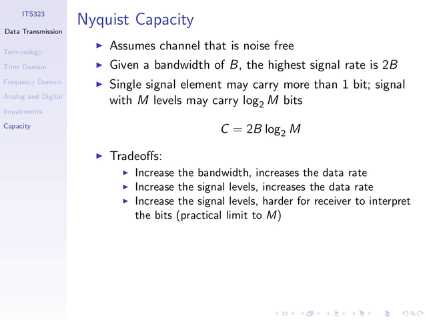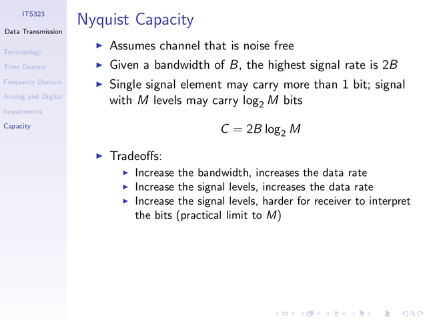In this case, M equals 4. Log base 2 of 4 is 2. This data rate is 2 times the signaling rate. In this case, the signaling rate is still 1,000. M is 8. Log of 8 is 3. The data rate is 3 times the signaling rate, because we have 3 bits per signal element. This is where the log base 2 of M comes from in this equation.